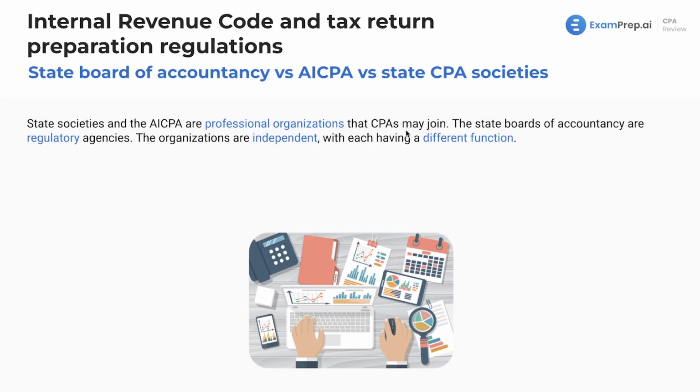So you can join these. You're not forced to join them. You can pay an annual fee or something. I think it's every 3 years. Not too important for us here, though. The state boards of accountancy are regulatory agencies, so they make the rules. The organizations are independent, with each having a different function.